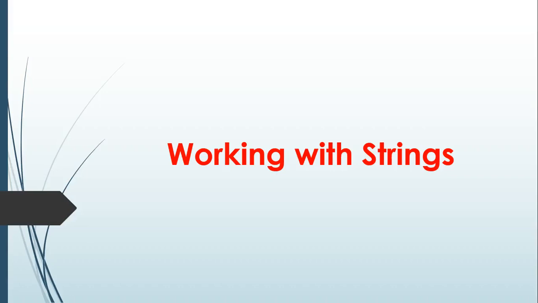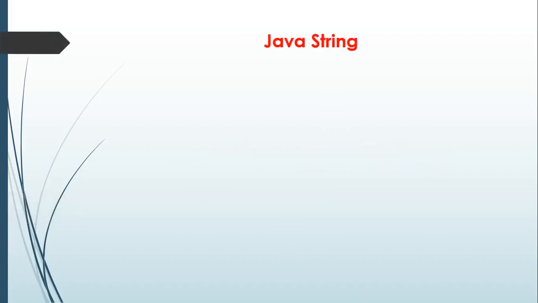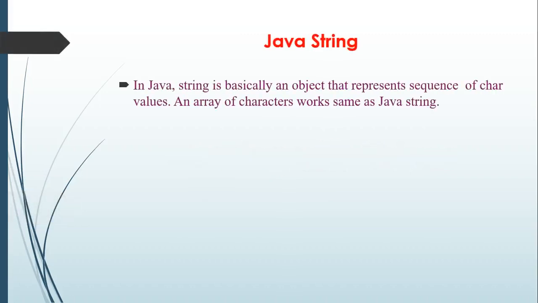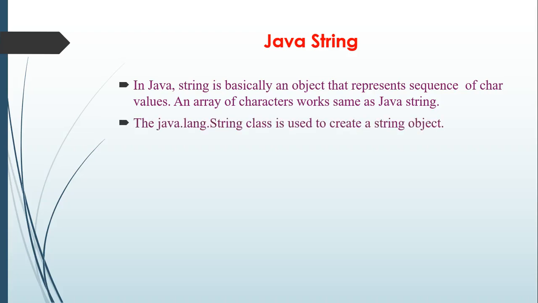In this tutorial, we are discussing working with strings. So what is a Java string? In Java, a string is basically an object that represents a sequence of char values, or we can say that a Java string is an array of characters. The java.lang.String class is used to create a string object.